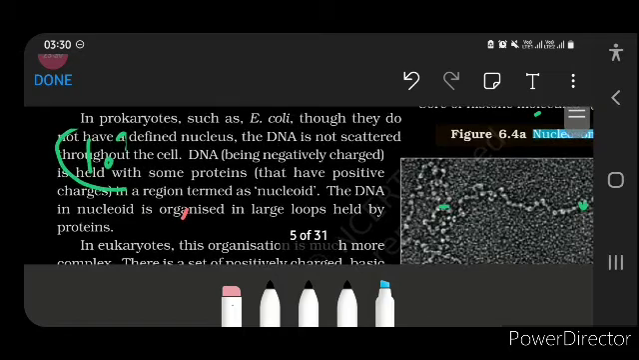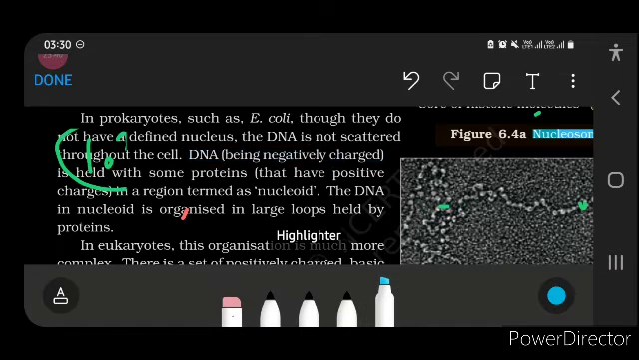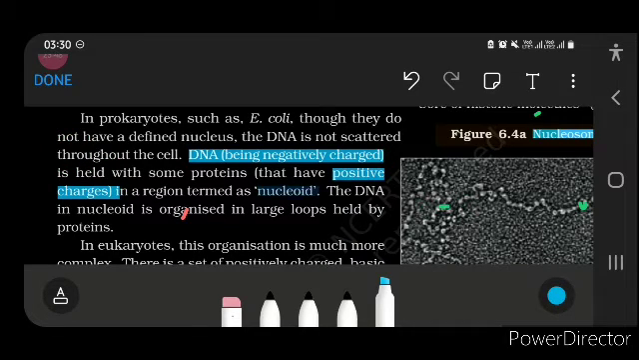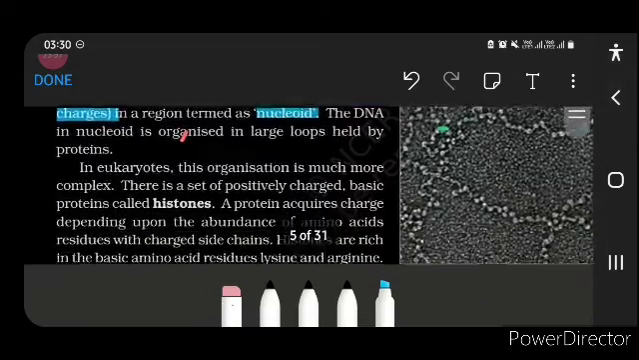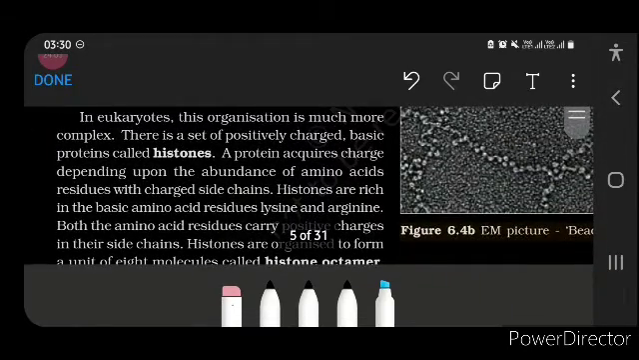In prokaryotes such as E. coli, though they do not have a defined nucleus, the DNA is not scattered throughout the cell. DNA being negatively charged is held with some proteins that have positive charges in a region termed the nucleoid. The DNA in the nucleoid is organized in large loops held by proteins. In eukaryotes, this organization is much more complex.